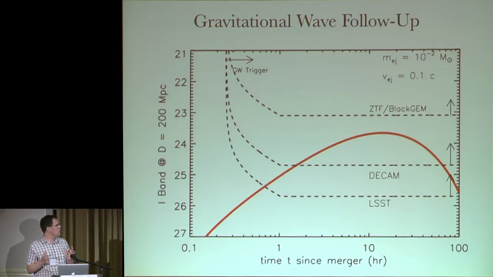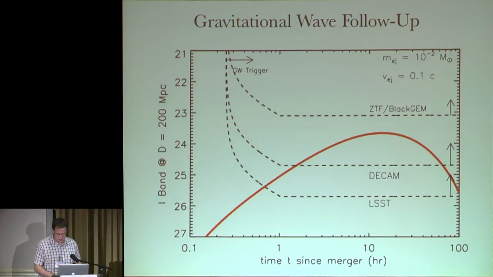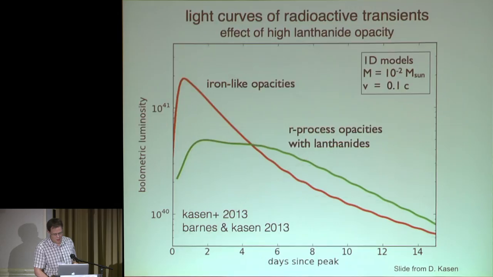But this makes follow-up difficult, because if this thing is peaking in the near infrared, it's going to be much dimmer in the optical. And so this is roughly a simple model. If you just have the I-band magnitude at 200 megaparsecs, which is the advanced LIGO range, this is roughly the kilonova light curve. You could see here roughly the depth to which these telescopes could reach if they dedicated their nights observing. And what you see is that some of the larger ones, like LSST and the Dark Energy Camera, may be able to get to these depths, but it's going to be harder for some of the smaller telescopes. If it's closer, obviously the smaller ones will have an advantage because they can tile the region faster.